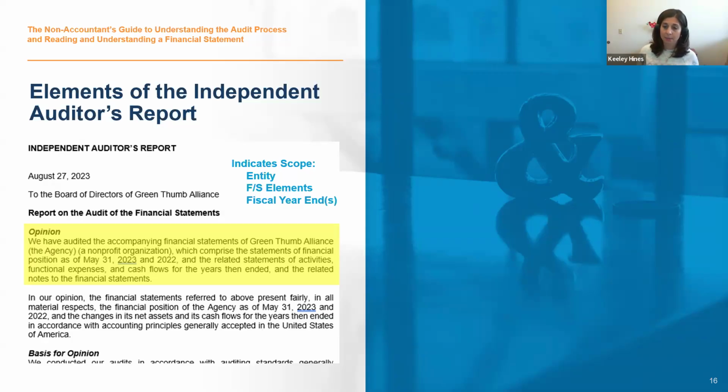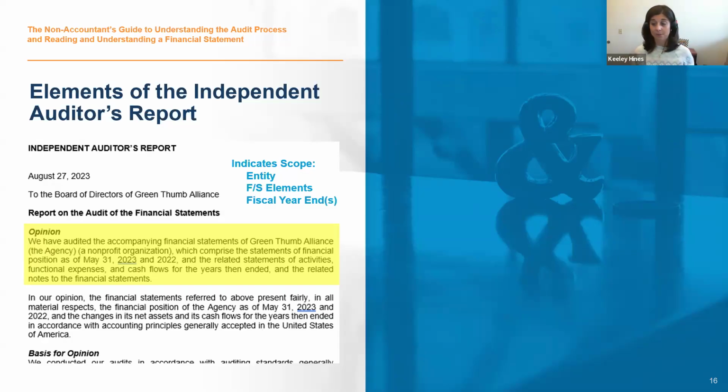So in this opinion paragraph, it's going to talk about the entity, right? The actual organization in the scope of the work that's being audited. It's going to identify the financial statement elements. And you're going to see some of that language that we already talked about, right? When I went through that slide with the different elements of the financial statement, this is the auditor saying, yeah, here are the pieces of the financial statement that follow this report. And this is what we have audited.